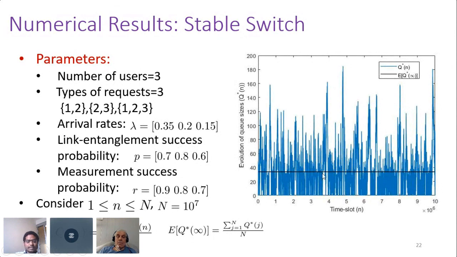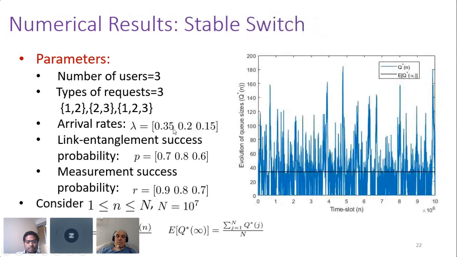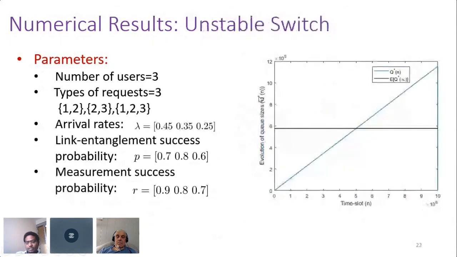And now we consider another example where we increase the arrival rates. So this lambda has elements which are higher than the previous rate vector. Now in this case, if you see, Q star n is monotonically increasing with n, which means that there are some types of requests for which the queue size is increasing exponentially with n. So our switch is not stable under these parameters.